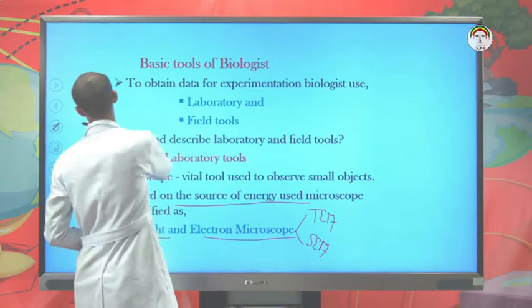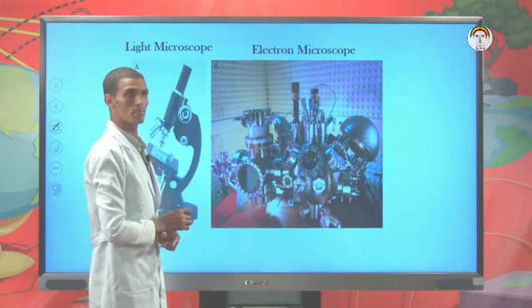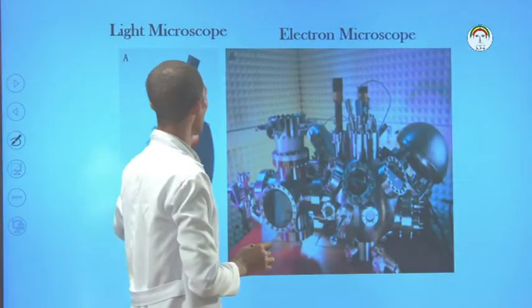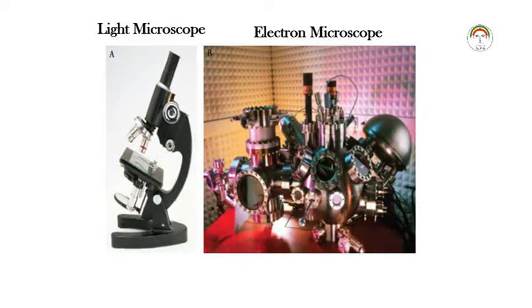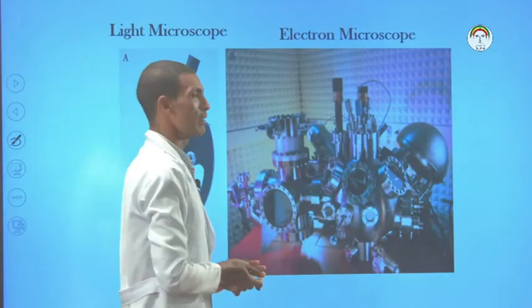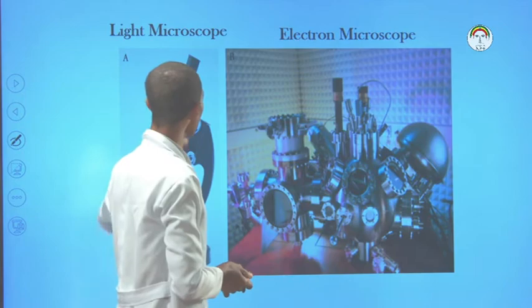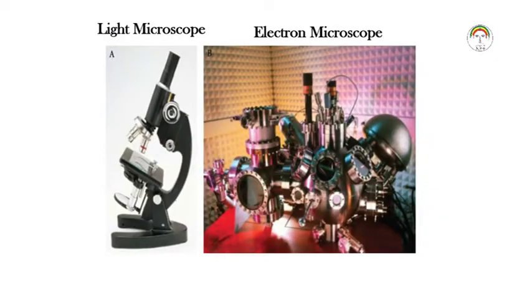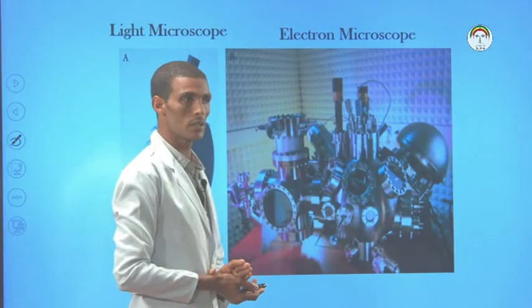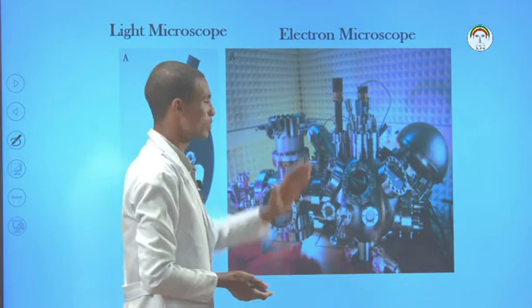For example, here, student, let me see this microscope. This one is a compound microscope, a light microscope with an eyepiece lens and an objective lens. They use a beam of light to form a magnified image of a specimen, whereas this one is based on a beam of electrons. Beam of light, beam of electrons.